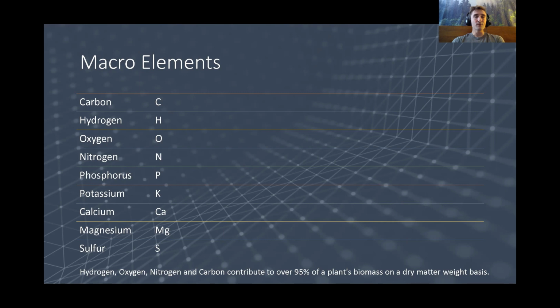As far as what mnemonic device I use, I learned this back when we had different elements in the macro category, and so the one that was taught to me, and a lot of people repeat it, is C. Hopkins Cafe. So C-H-O-P-K-N-S for calcium, and then they used to put iron in here, so it would be Cafe. And iron went to the micro category, and magnesium came to the macro category. So I just changed it in my head and I said, C. Hopkins Camera Shop.